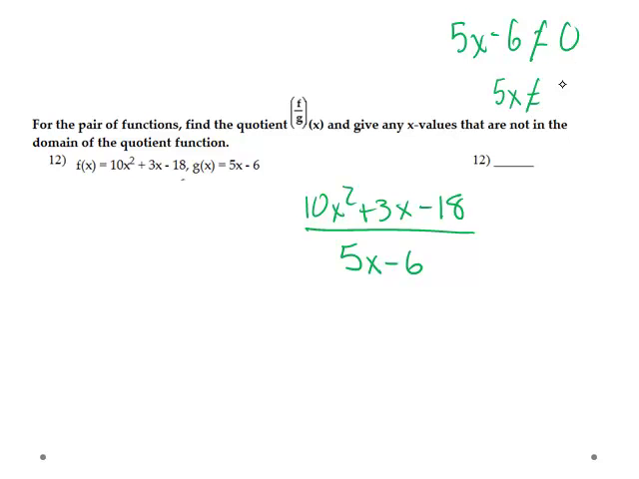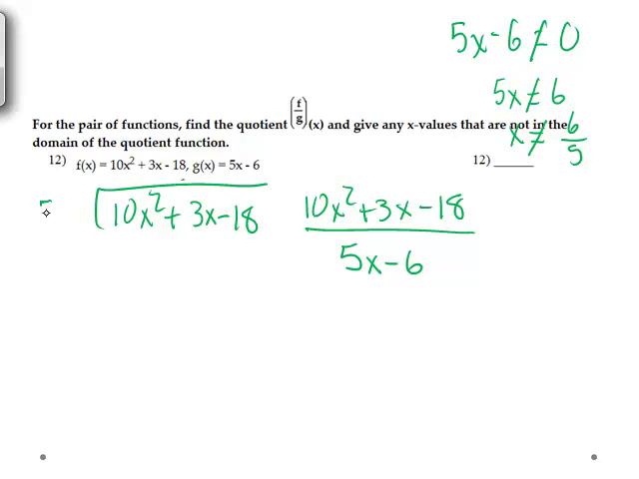5x does not equal 6. x does not equal 6/5. Now let's do the long division: 10x squared plus 3x minus 18 divided by 5x minus 6.